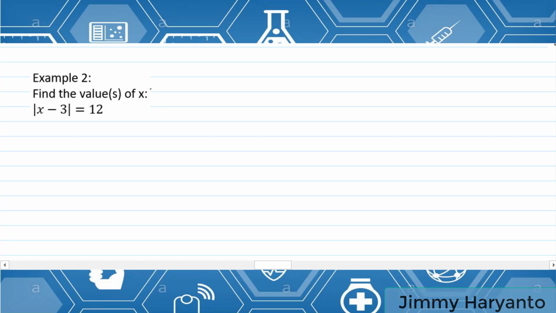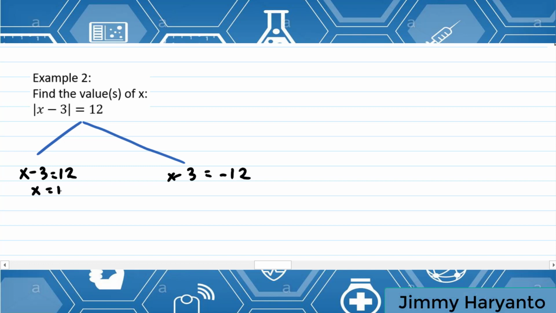How about number 2? Find the value of x, the absolute value of x minus 3 equals 12. We raise the level of the questions a little bit. So what do we do? We have to split them. It's always splitting. We write x minus 3 equals 12 at the left side, and for the right side we write x minus 3 equals negative 12, and then we calculate like usual using algebra. x equals 15, and for this one x equals negative 9. So we have these two values of x. This is the solution for the equation.